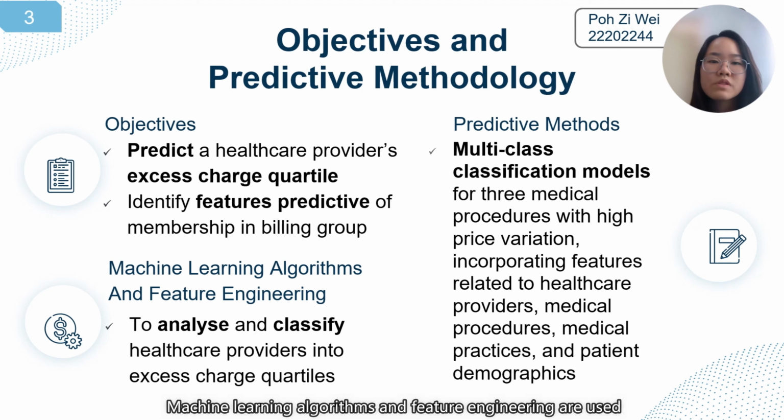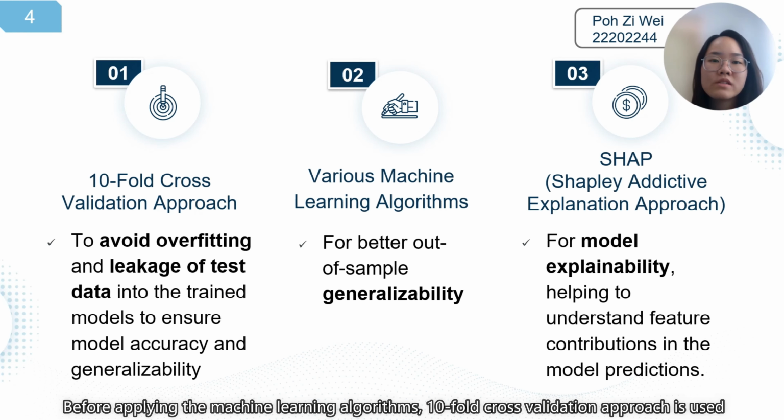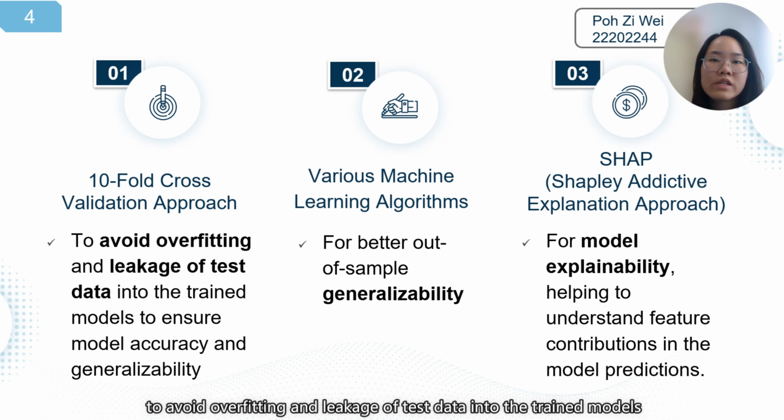Machine learning algorithms and feature engineering are used to analyze and classify healthcare providers into allowed charge quartiles. Before applying the machine learning algorithms, a tenfold cross-validation approach is used to avoid overfitting and leakage of test data into the trained models, to ensure model accuracy and generalizability.